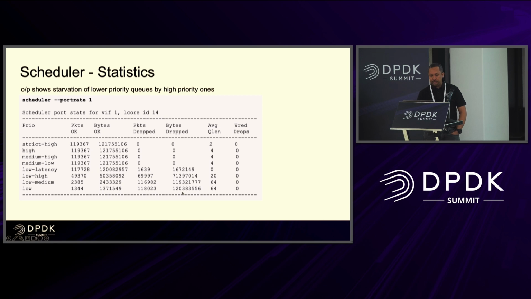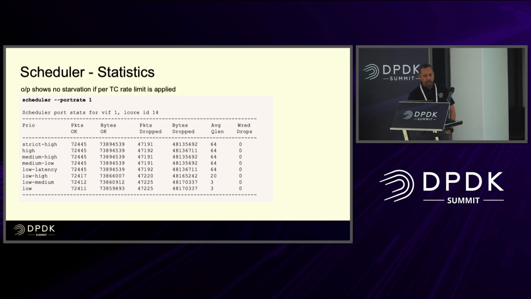Now, once you configure the shaping rate, you notice everything is equal. The port is still oversubscribed, so we're still seeing drops. The average queue length is high on the higher priority queues, because each queue is oversubscribed. So that's why you're seeing those numbers. But low priority queues are not starved anymore.